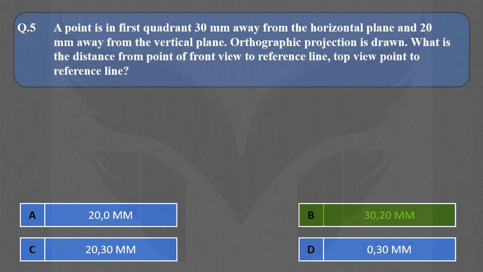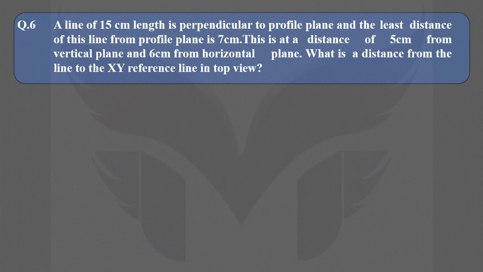Now moving on to the next question. A line of 50 cm length is perpendicular to the profile plane and the least distance of this line from the profile plane is 7 cm.